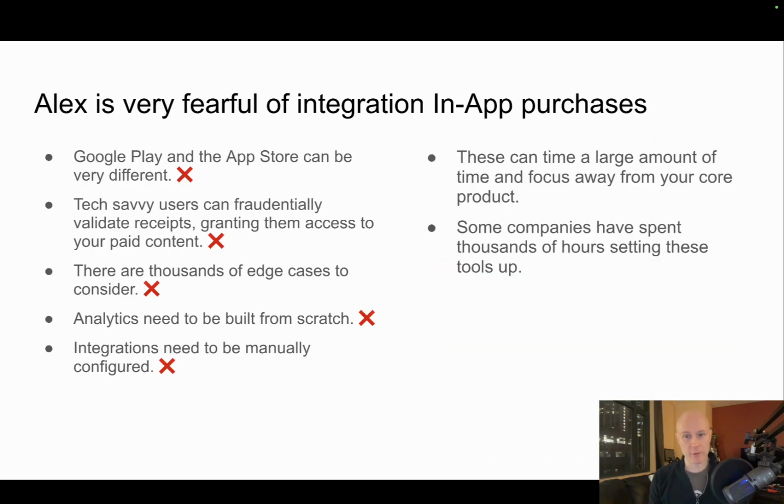Alex is also very fearful of in-app purchases. The Google Play Store and the Apple App Store are very different. They have different APIs. They have different functionality, and they change differently. As we mentioned earlier, tech-savvy users can fraudulently validate receipts, which can basically grant them access to your content. And there is a really, really big long tail of edge cases with subscriptions. These are like chargebacks, failed payments, many other things that are consistent with subscriptions. It's just this really, really long tail of edge cases that you would typically have to deal with manually.